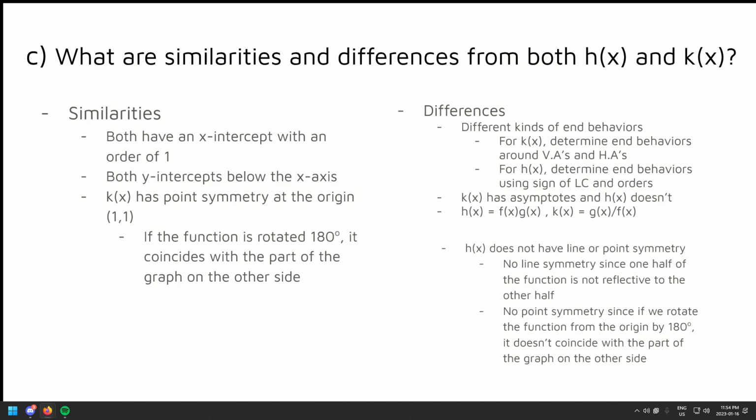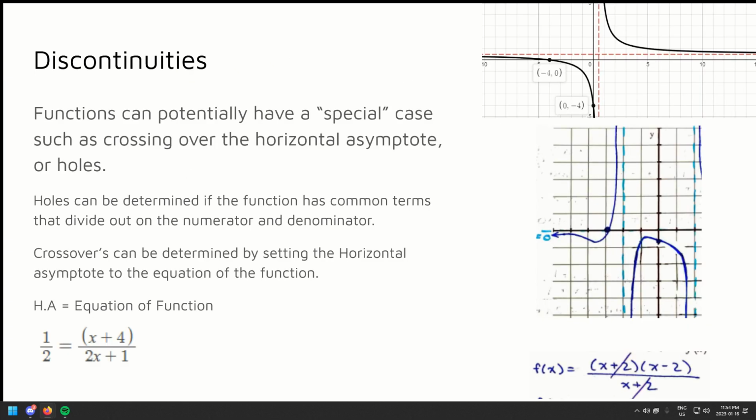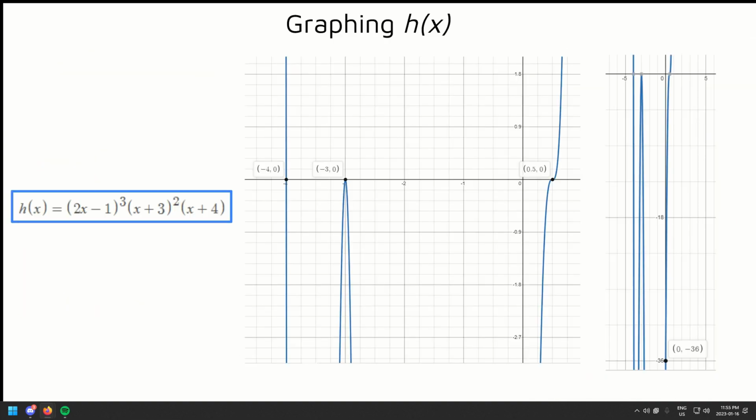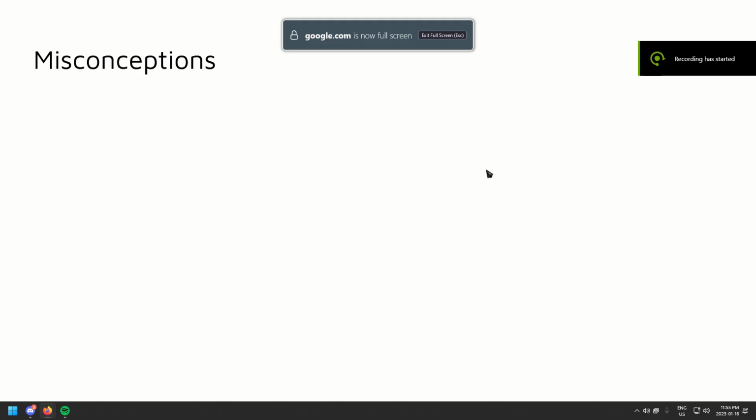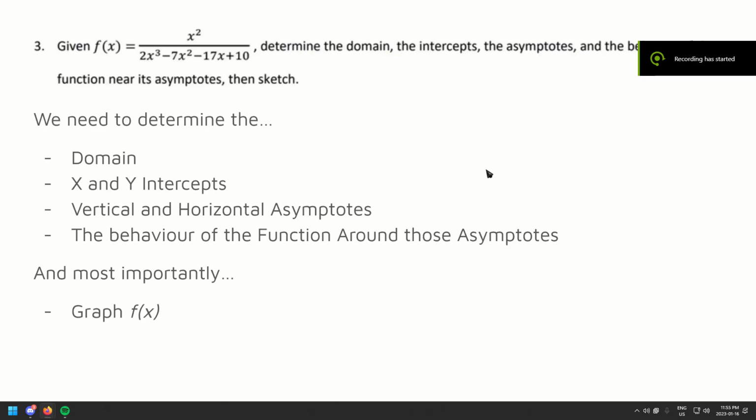Okay, so differences. There's no point symmetry for h(x). h(x) is just a little zigzaggy. But other than that, that's pretty solid. We've done question 2. Moving on to question 3.